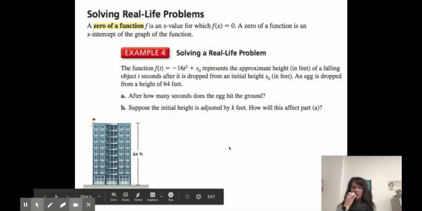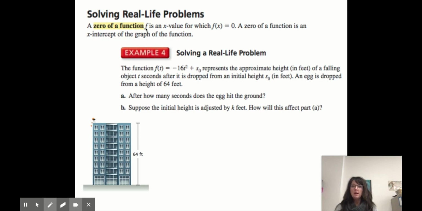All right, so now we're going to solve some real-life problems here. In this problem, first thing we want to talk about is the 0 of a function. A 0 of a function f is an x value for which f of x is equal to 0. So now the output value would be 0. Just like when we solved the trinomial equations where we made them equal to 0 so that we could solve for the variable, there might be some factoring that we need to do. A 0 of a function is an x-intercept of the graph of the function. So this is a place where y is equal to 0. It's crossing the x-axis as well.